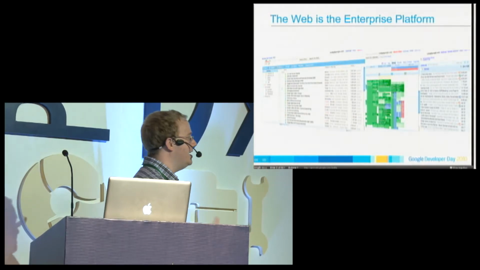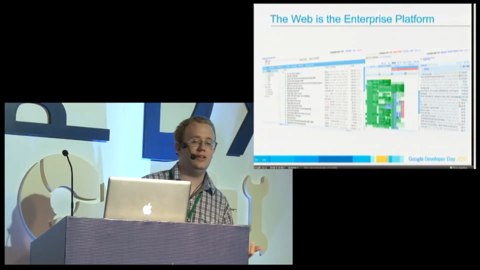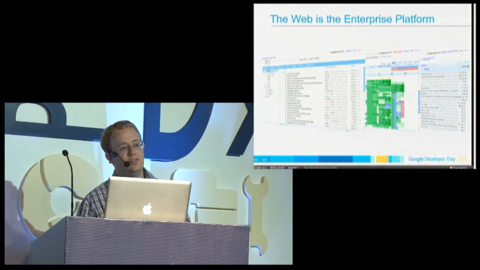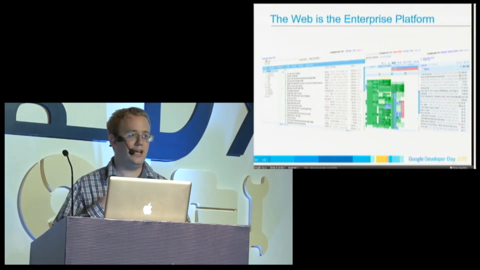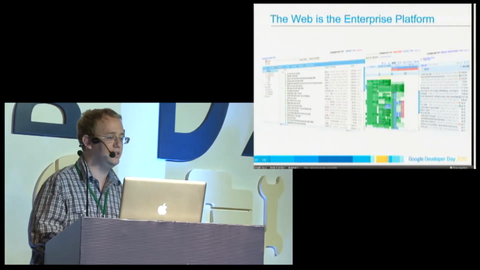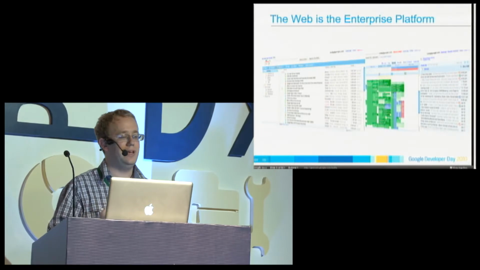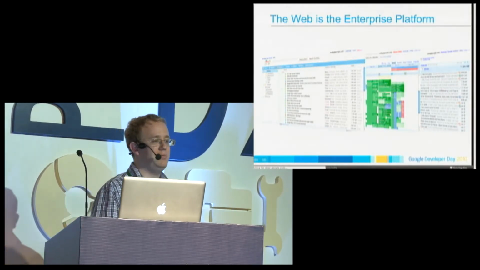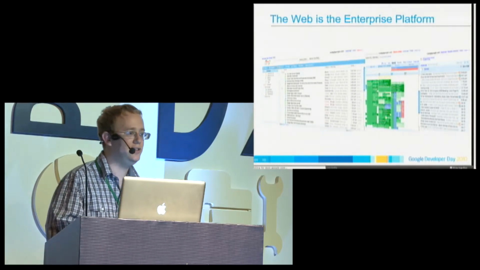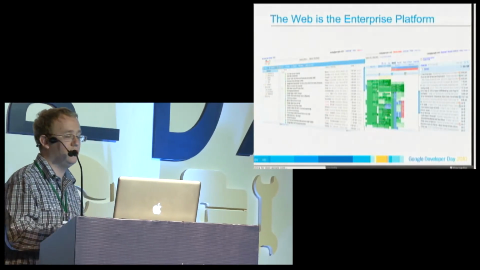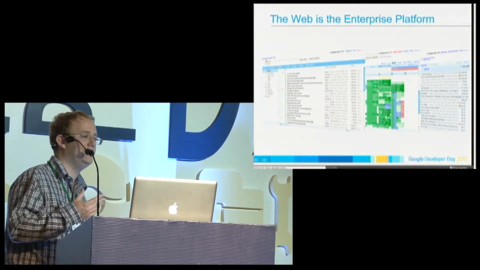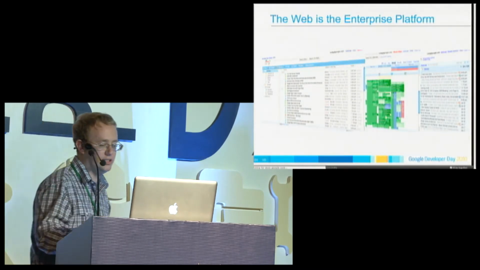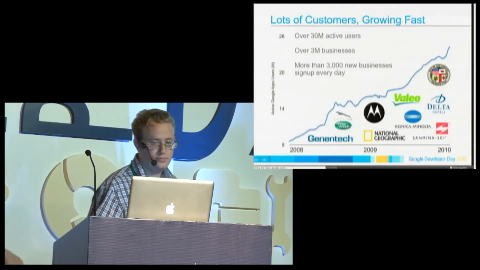The web is the enterprise platform. Technologies like HTML5 and JavaScript and CSS allow us to build highly interactive web applications that you can't tell the difference from them versus a desktop application. Gmail was one of the first applications that used a lot of Ajax technology, and it's progressed forward from there, so you have live document editing collaboration that works really well.